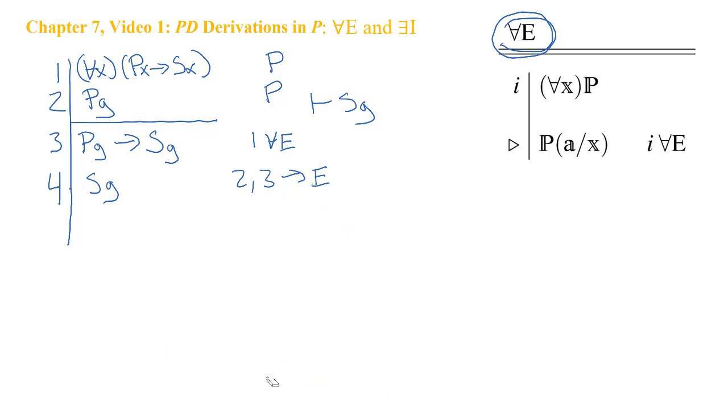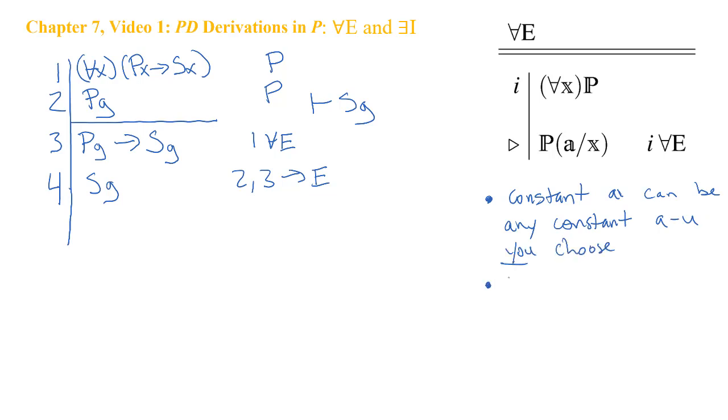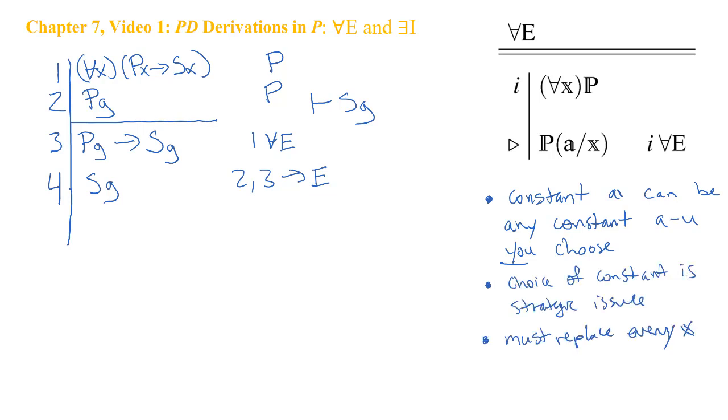Let's take a few minutes to see how we might make mistakes with this rule. The first thing to keep in mind, as I've said, is that the constant a, that's a metavariable a, can be any constant you choose, a through u, with or without subscripts. But the choice of constant is going to depend on your goal, and it's a strategic issue. Finally, you must replace every variable x in the scope of the original quantifier with the constant a.